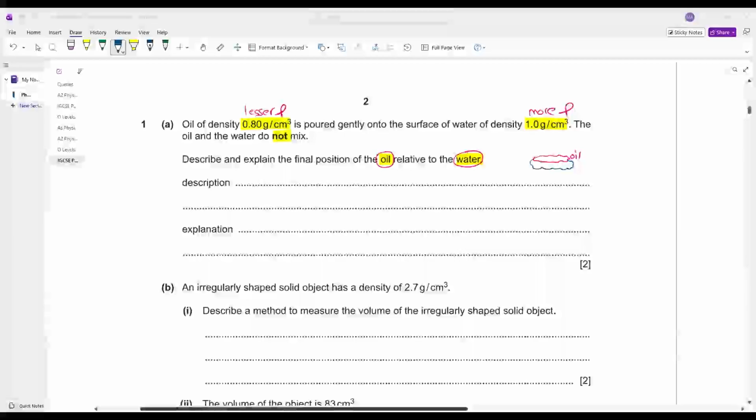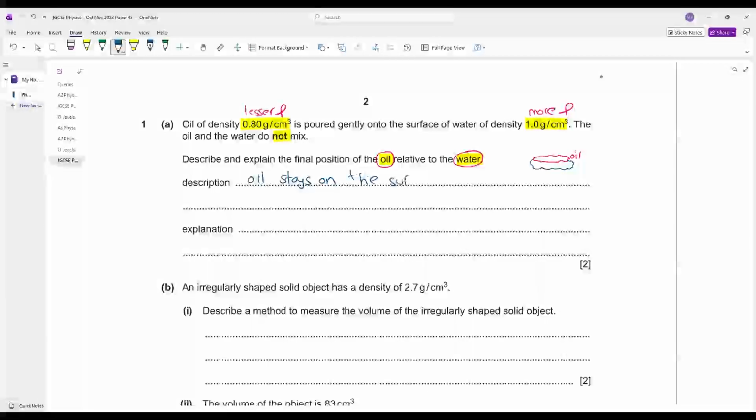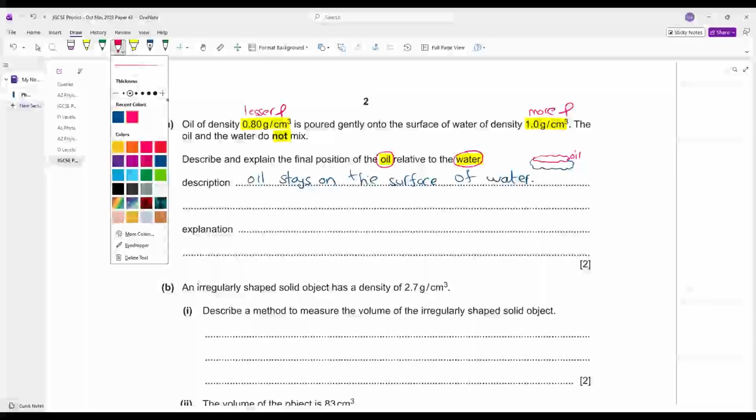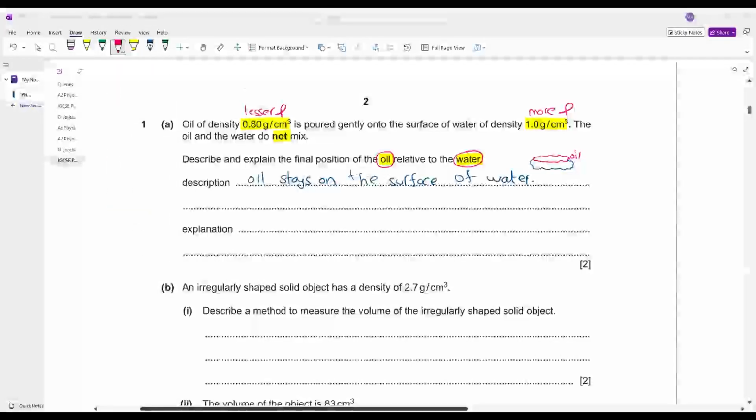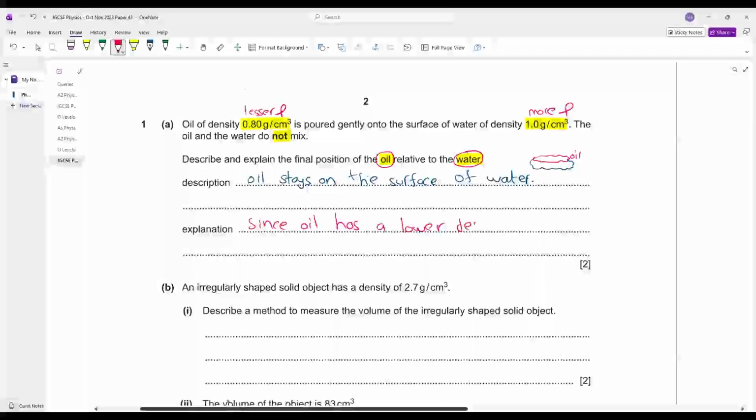So you will say oil stays on the surface of water. And what is the explanation for this? Beta, iski explanation kya hai? What will be your explanation for this? Since oil has a lower density than water. Simple. Let's further move ahead.